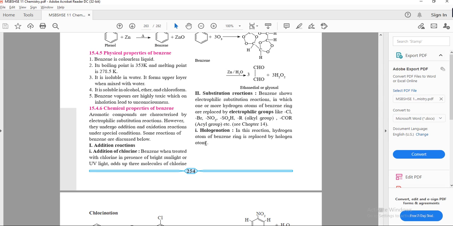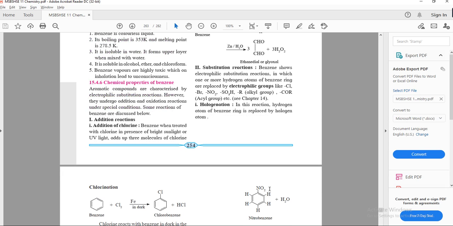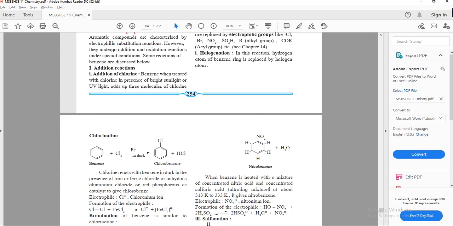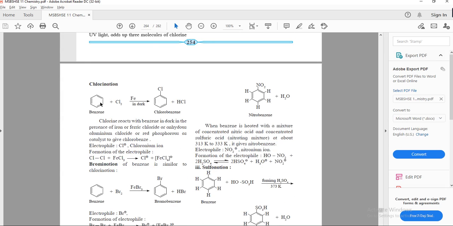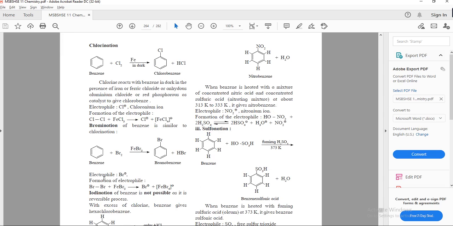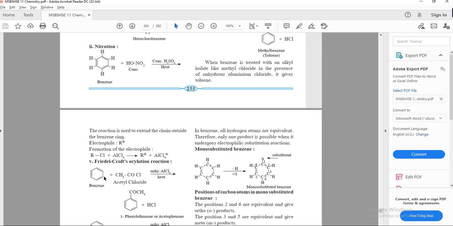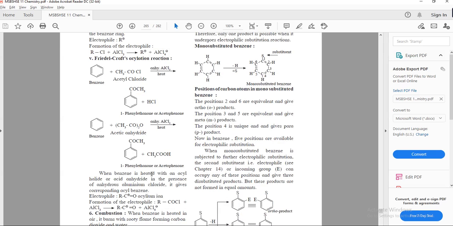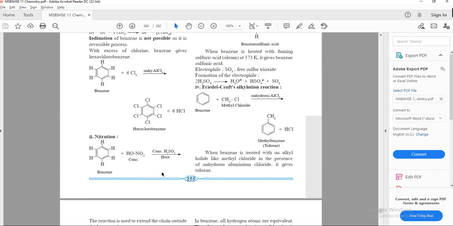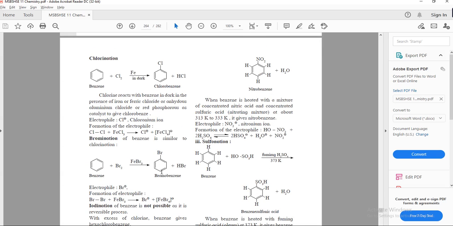In the substitution reaction, the first reaction is halogenation. In this reaction, a hydrogen atom of the benzene ring is replaced by a halogen atom. The first is chlorination, addition of chlorine. Second is bromination, addition of bromine. Then sulfonation, iodination, nitration. Acylation is addition of an acyl group, and alkylation is addition of an alkyl group. So these all are substitution reactions.